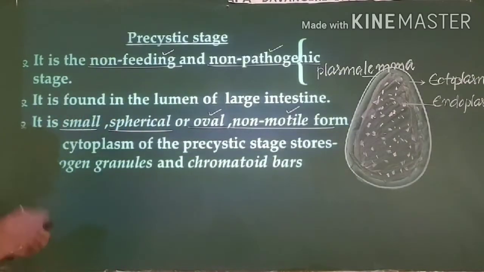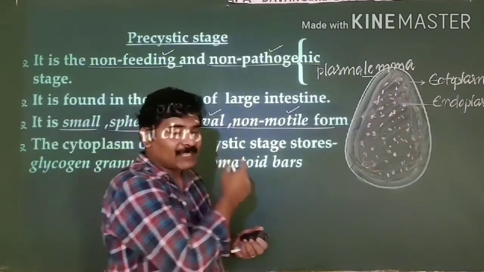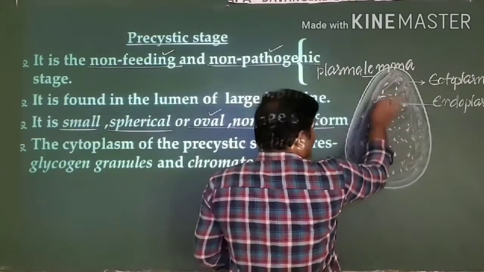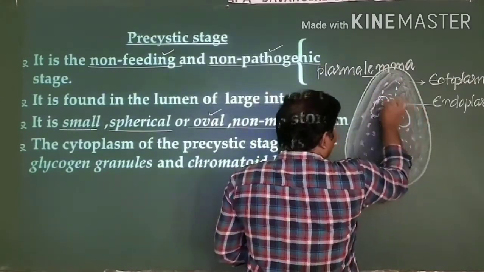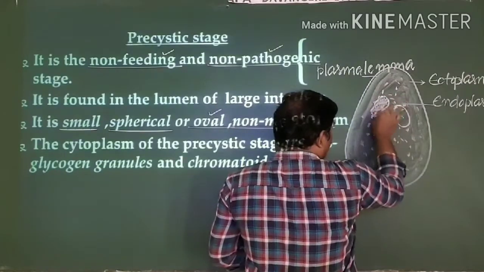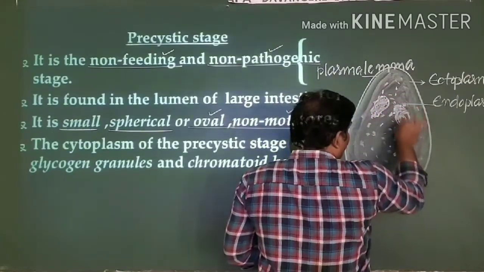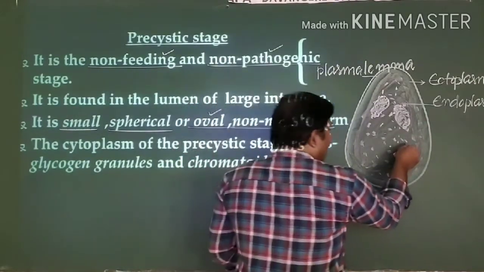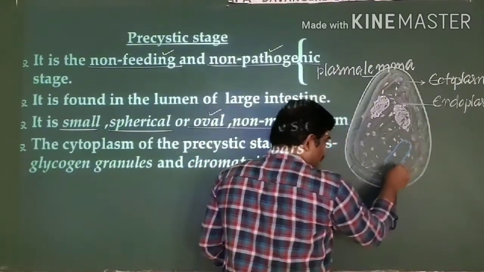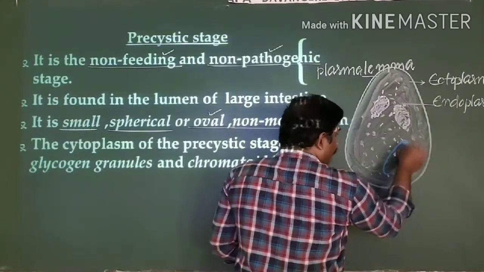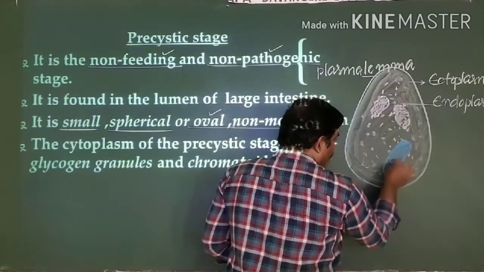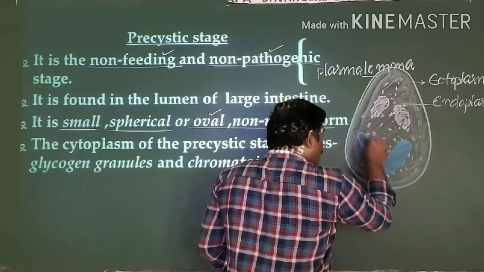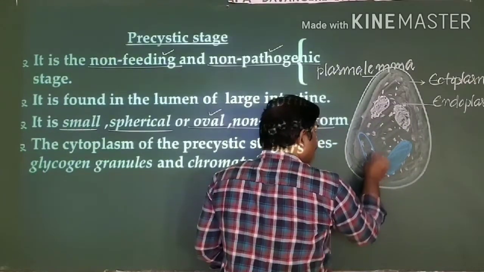When you see this one, it has the two important parts. This is actually the characteristic feature of the precystic stage. At this precystic stage, you can see glycogen granules are present. Along with that, you can see chromatoid bars also present. This is one chromatoid bar. It is made up of ribonucleoprotein. It is one more important point.